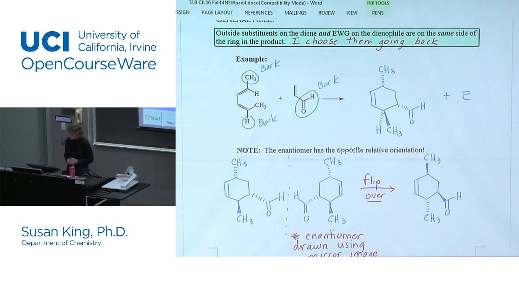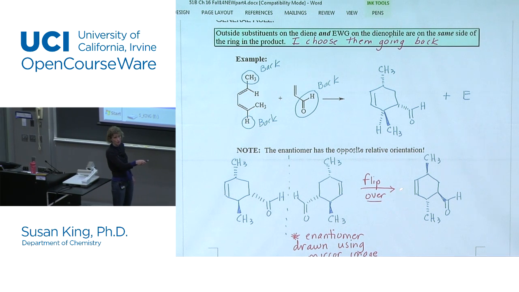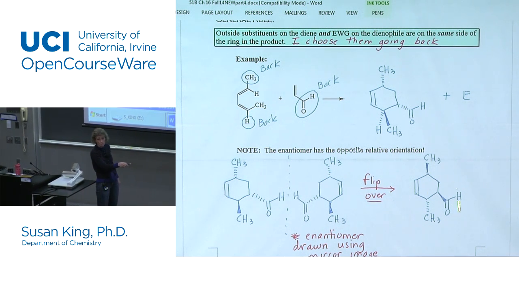Outside substituents on the diene and the electron withdrawing group on the dienophile end up on the same side of the ring in the product. I chose them going back. If you choose them going forward, this is what you would draw. So if you choose them all going forward, then that's the enantiomer. So you can get it three different ways.